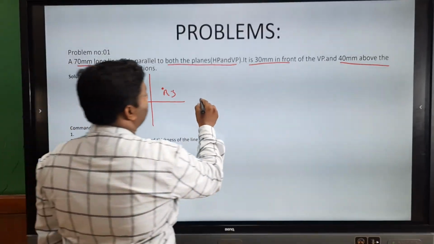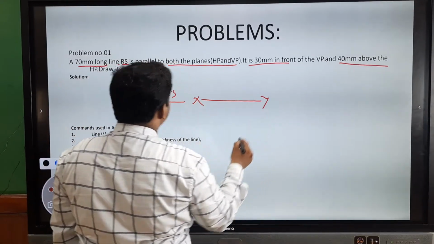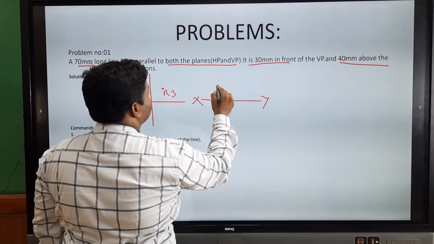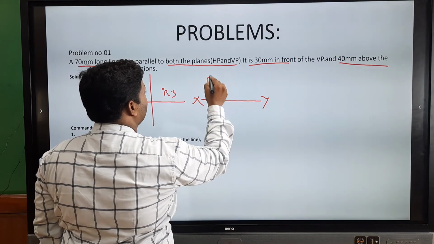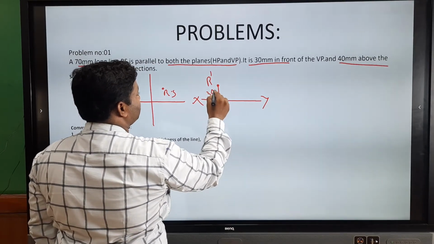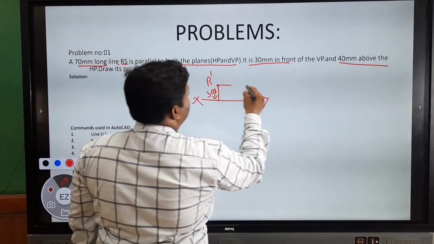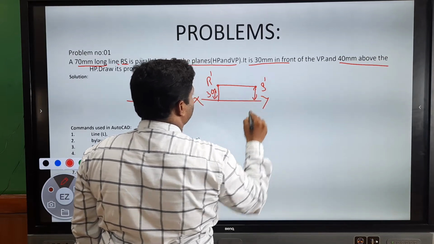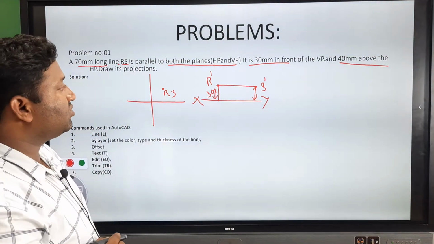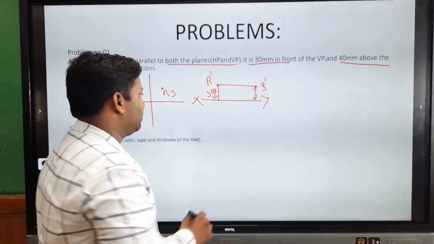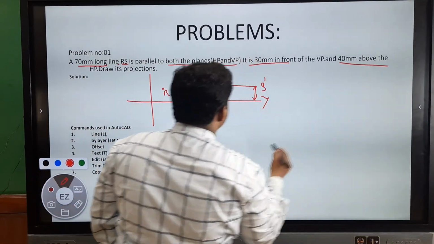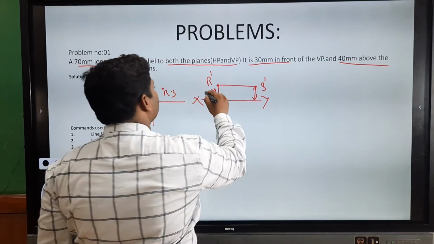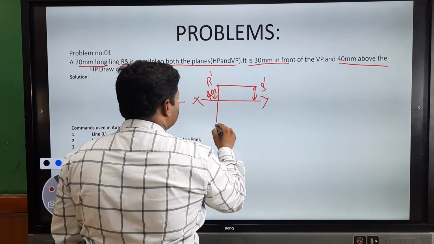If I want to represent this on the reference line XY, the line is parallel to both planes, 30 mm above the HP. From here to here, suppose this is my 30 mm, this is my R complement, which is 30 mm above the HP. It is parallel to both, that is R complement S complement. If you view from the front view, it appears like that. In the same way, the line is 30 mm in front of the VP and 40 mm above the HP. So this is our 40 mm, and this is our 30 mm.